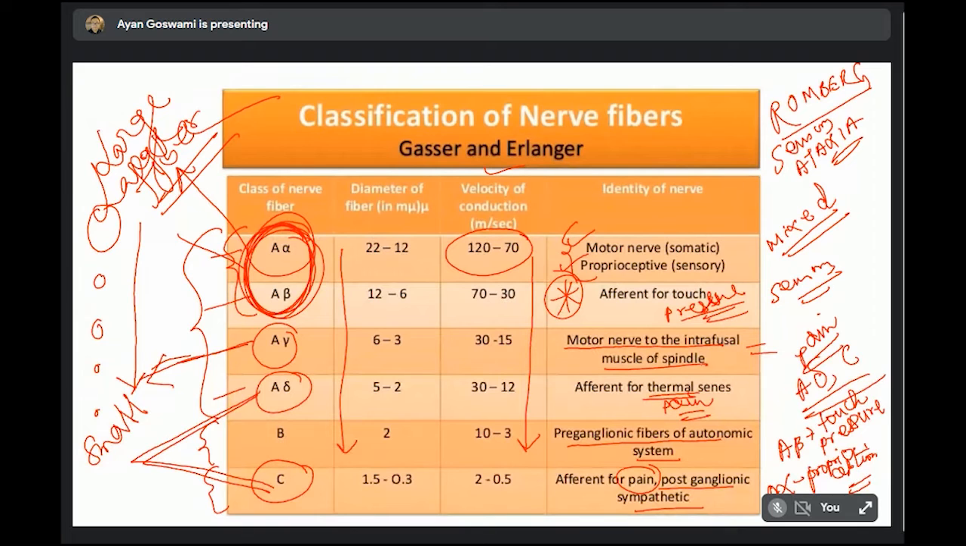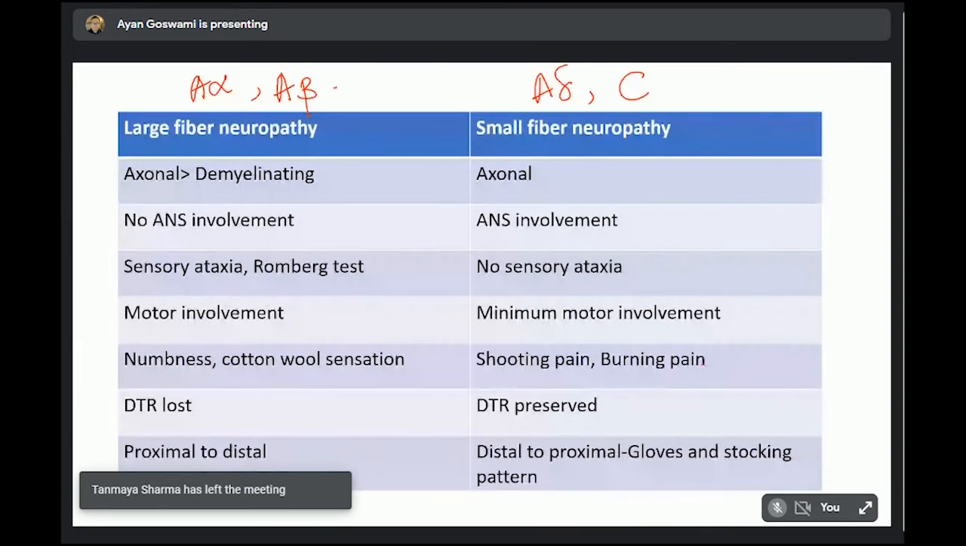Which specific sensation does A alpha carry? Proprioception. A beta? Touch and pressure. A delta? Pain and temperature. And C? Pain also. Out of this classification, motor is only A alpha and A gamma. A gamma is purely motor, and A alpha is sometimes motor, sometimes sensory. Okay, clear.